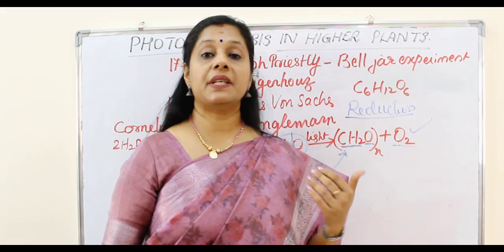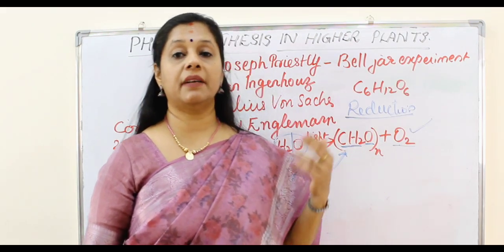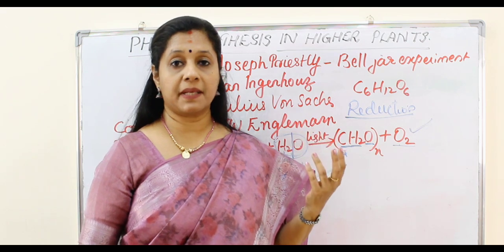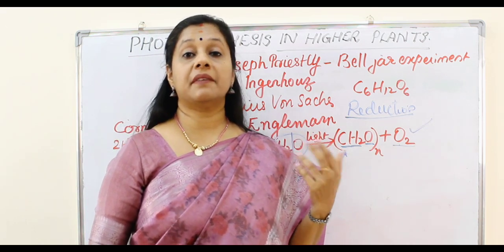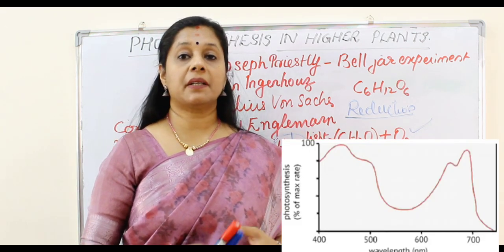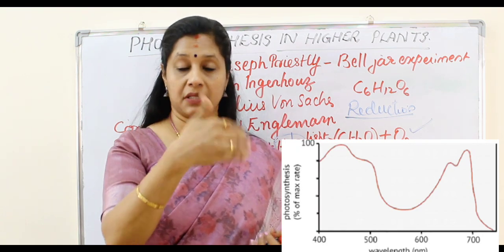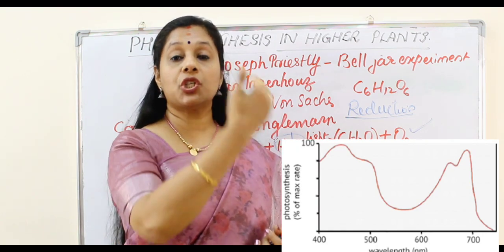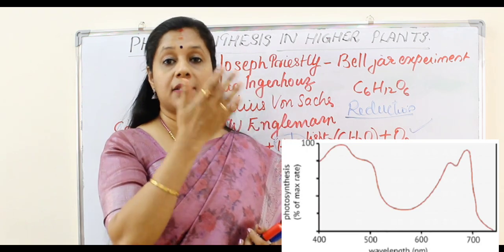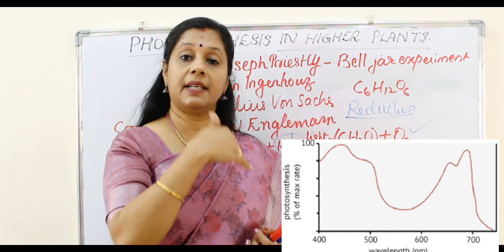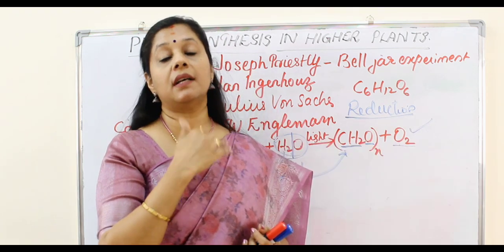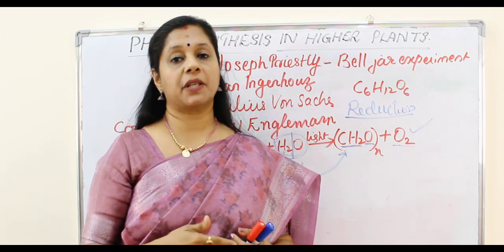When Engelmann did his experiment using different colors using a prism, he created the first action spectrum. Action spectrum means the rate of how the photosynthesis is happening, or in which pigment it is higher, that is which light it is higher, whether it is in blue light or red light, that shows the action spectrum. We will learn about action spectrum later.